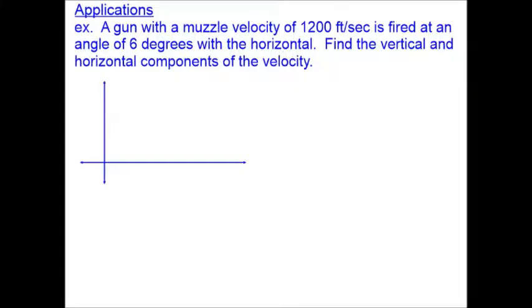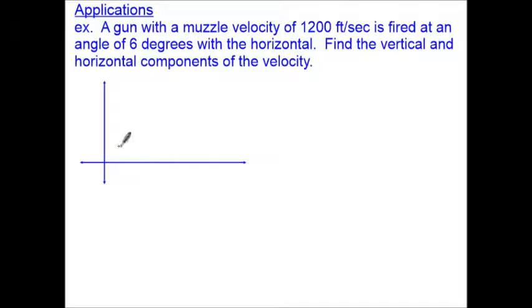Alright, so let's talk another type of word problem. For those of you in physics, when you're talking about projectile motion, one very important thing is breaking velocity into horizontal and vertical components, and that's a great thing that vectors can do for us. So let's pretend we've got some gun firing, and it has a muzzle velocity of 1,200 feet per second, and it's fired at an angle of 6 degrees to the horizontal.